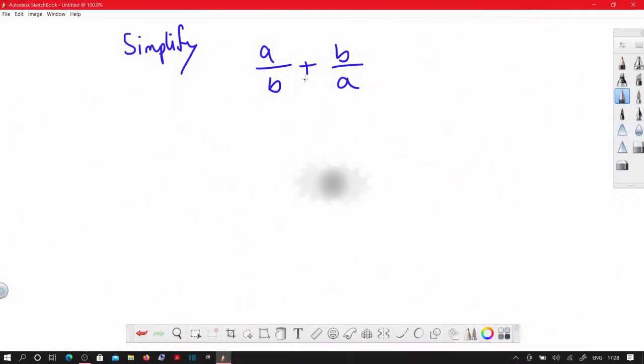Right, I want to simplify this. I want the same denominator. So what I can do is I can times this by a and times this by b. That will give me on the denominator ab. On the denominator it'll give me ab, same denominator. Here times by a, so whatever I do to the bottom I have to do to the top, and whatever I do to the bottom I have to do to the top.